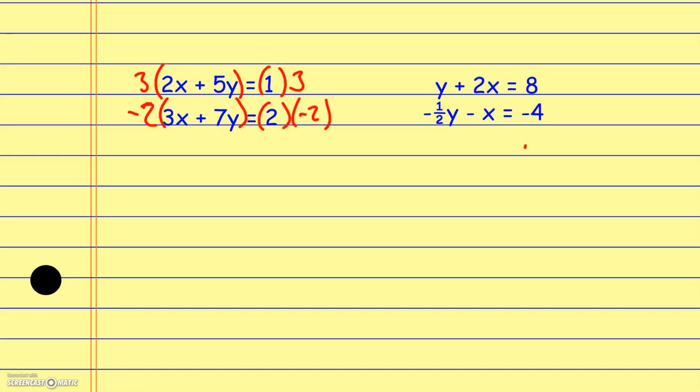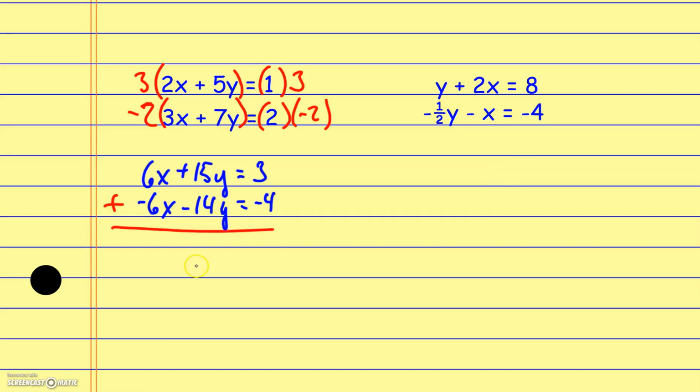And so now the result is this first equation becomes 6x plus 15y equals 3. The second equation becomes negative 6x minus 14y equals negative 4. So what happens here is I get that positive and negative like I wanted, and now I add these together. All right? So I add them up. That's going to give me 1y, or just y, equals negative 1.